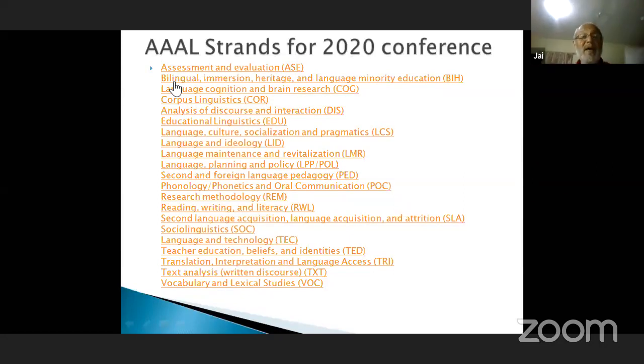So these are the 21 strands, against the International Association of Applied Linguistics' 28, which it gave in 2010 for its international conference. So you can match them and then see where they fit in.